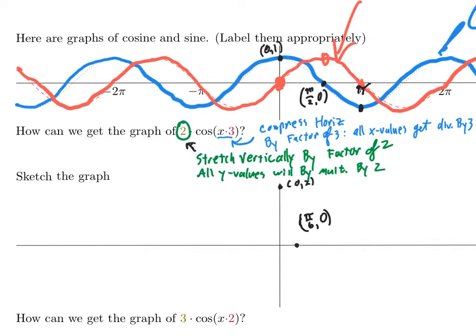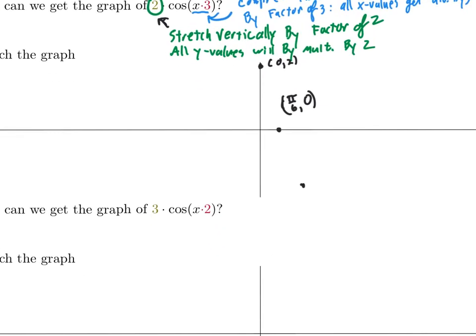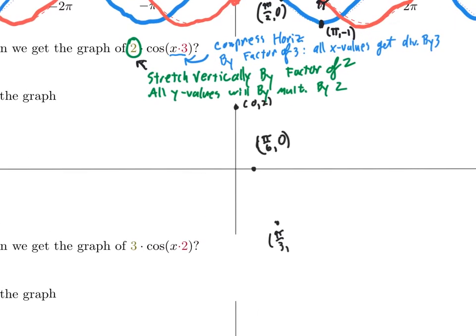Then you'll see this point here at pi, negative 1. The x value will get divided by 3, and the y value will be multiplied by 2. You'll end up at x value divided by 3, so pi over 3. The y value gets multiplied by 2, so the y value is now negative 1. And let's go ahead and, in between, it should look similar to the graph of cosine.